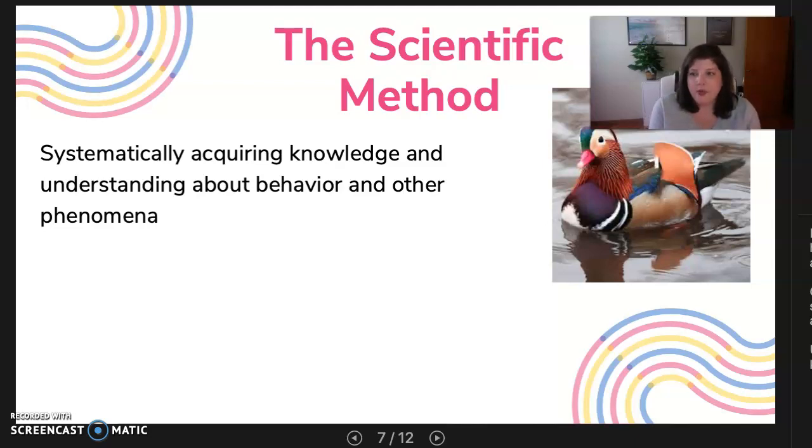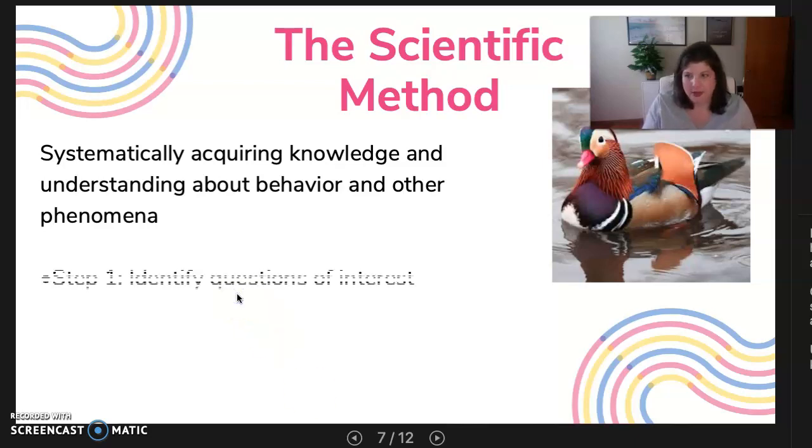All right, so continuing with the second half of chapter 1, looking at the scientific method. So basically, the scientific method is just a system to understand behavior. It's what psychologists use to acquire knowledge and learn about humans. And I don't think this is probably the first time that you have heard of the scientific method, but it's a good reminder.